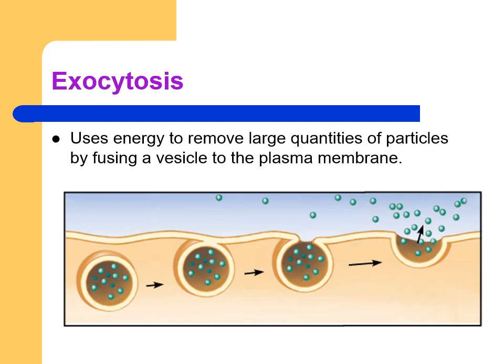Then we got exocytosis, exo for exit. This is when your vesicle here is going to now exit your cell. So again, this is your vesicle.